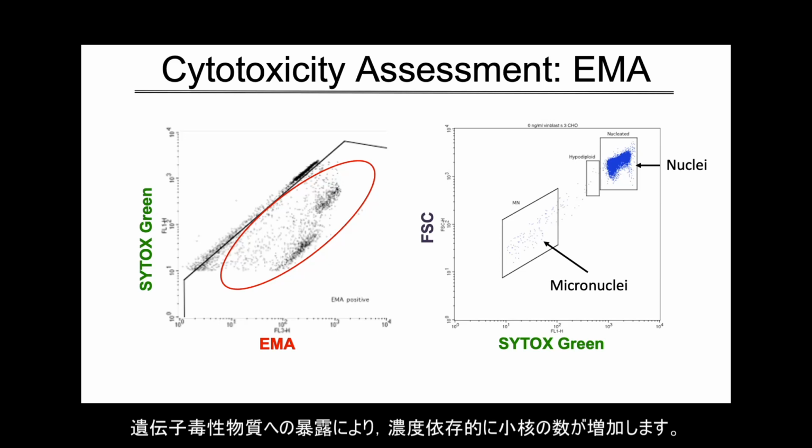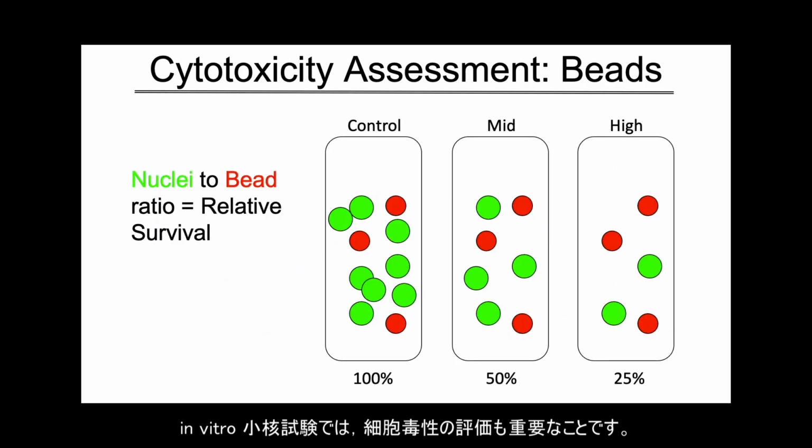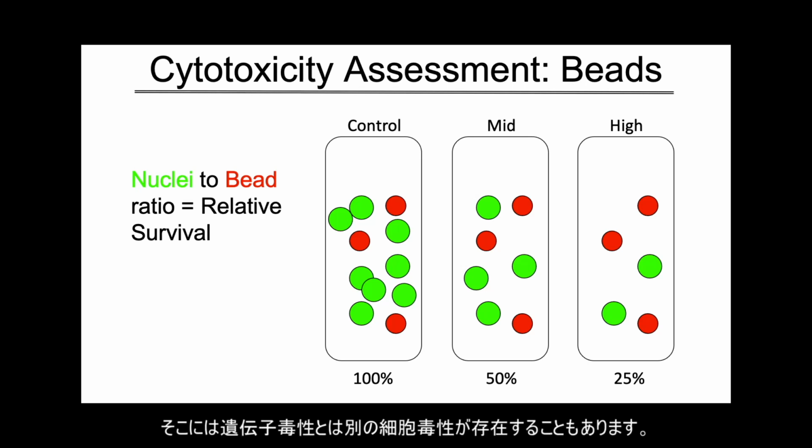Following exposure to a genotoxic agent, we see an increased accumulation of micronuclei events in this region with increasing concentration of test article. One other important aspect of the in vitro micronucleus assay that is directly addressed by our method is the evaluation of cytotoxicity. The potential genotoxic effects we wish to discover are, by definition, cytotoxic, but there can also be secondary effects of overt cytotoxicity that can be interpreted as genotoxicity.